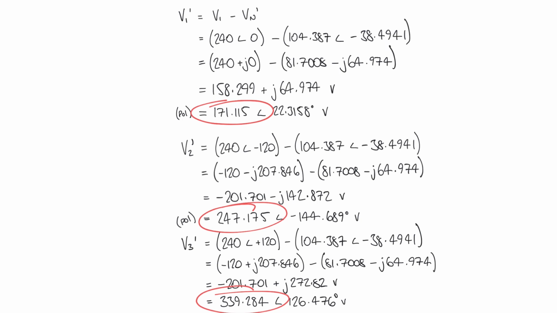So the displaced neutral can be a big problem because some phases will experience a higher voltage than expected and some will experience a lower voltage than expected.